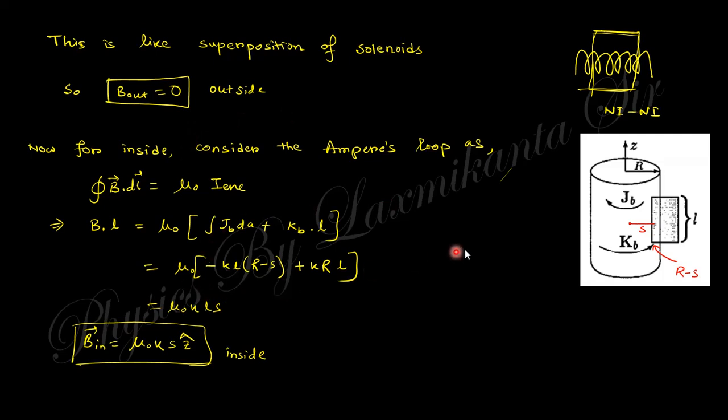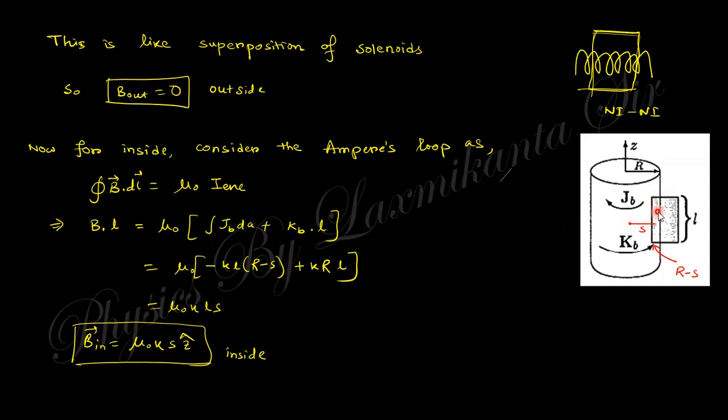And in case of the inside, you apply Ampere's law, the integral of B dot dl equals mu naught I enclosed. There are two types of current, volume current and surface current. So the surface current density is in this length L, and the volume current density will be into this area.